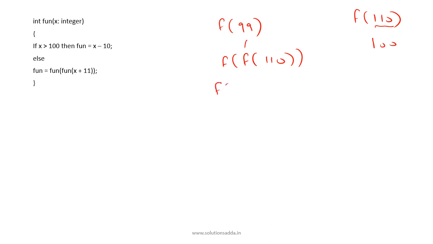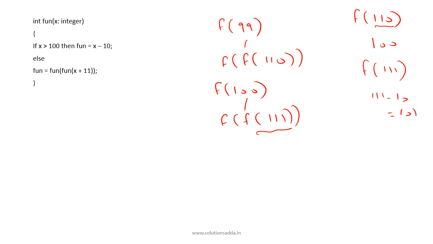So f of 100 gets called. Since x is equal to 100 only, it's not greater, we can again call f of 111. Now f of 111 gets called. F of 111 would return f of 111 minus 10. We will get 101. We again call f of 101.